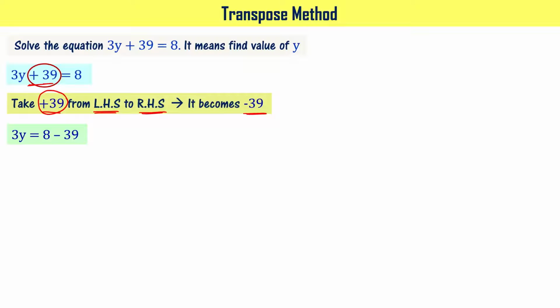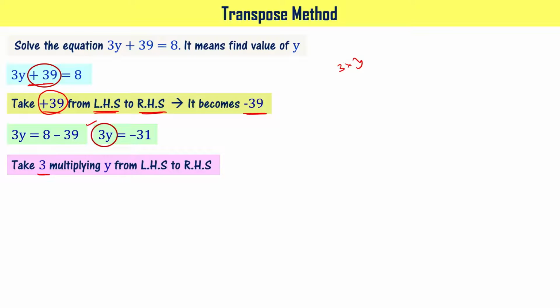Got it? In the inverse method also we got this equation, right? 3y equal to 8 minus 39. That can be written as 3y equal to minus 31, right? Now look at this, 3y means we have 3 into y, right? Let's transpose, or take, the number 3 which is multiplying y from the left hand side to the right hand side of the equation. In this particular equation 3 is multiplying y, so we want to take this particular 3 from the left hand side to the right hand side.